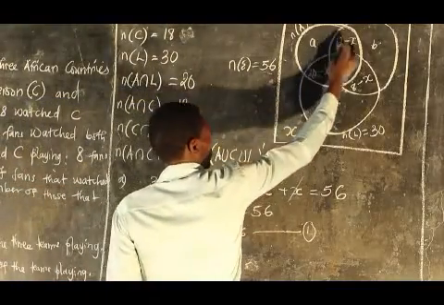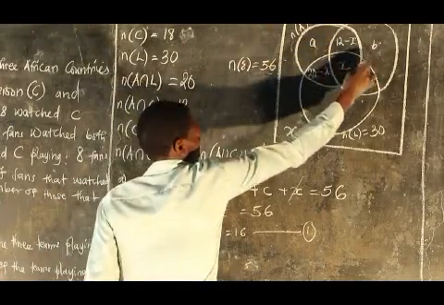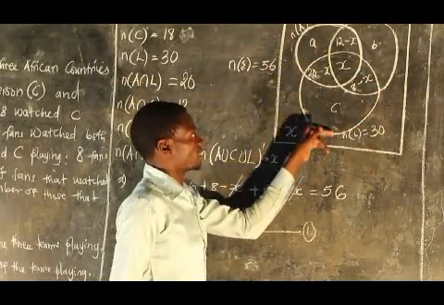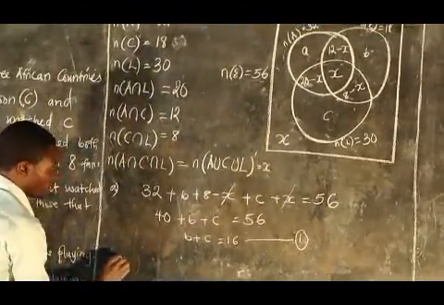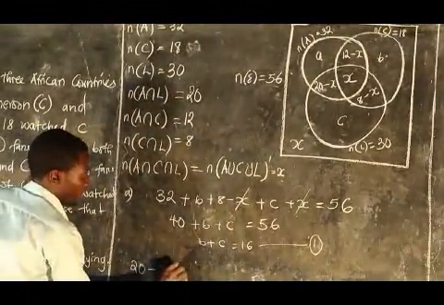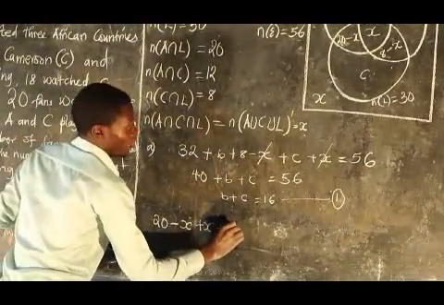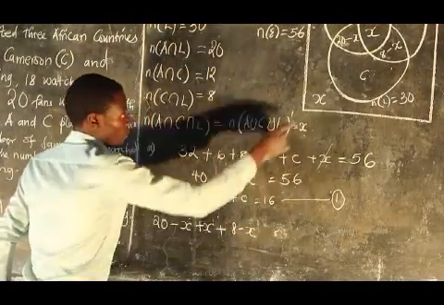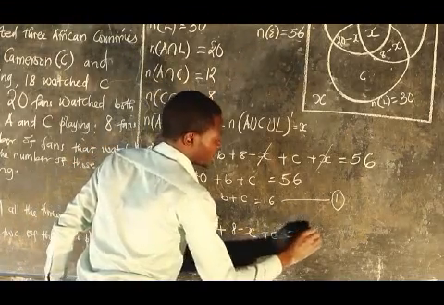We know that the whole of this one, Liberia, is 30. So let us add everything which is here and equate to 30. So everything which is there, we have 20 minus x plus x plus 8 minus x plus small c equals to 30.